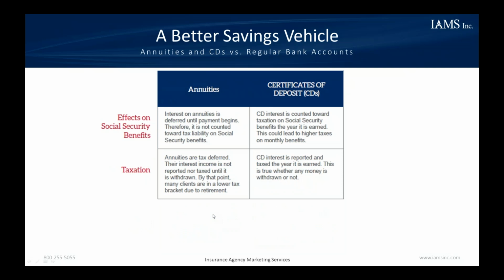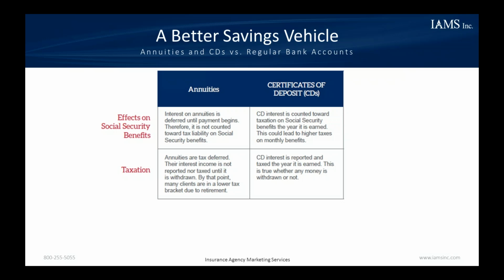Effects on Social Security benefits. Well, interest on a certificate is counted toward taxation on Social Security benefits the year it's earned. That could lead to higher taxes. Interest on annuities, of course, being deferred, there is nothing that counts negatively towards Social Security benefits.